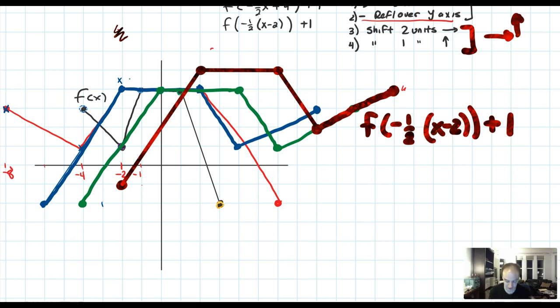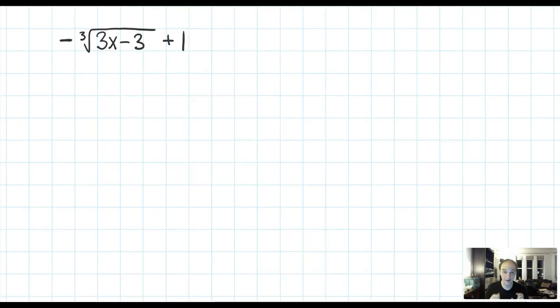So that was kind of a monster. Hopefully you're able to kind of decode the sequence of transformations that you had. I do encourage you guys to draw multiple transformations. This is really hard to figure out without thinking about the sequence of transformations. We're going to end the day with one more graph. I felt like we should do a cube root, just because that's such a tricky function. So we're going to do this one: negative cube root of 3x minus 3, quantity plus 1.